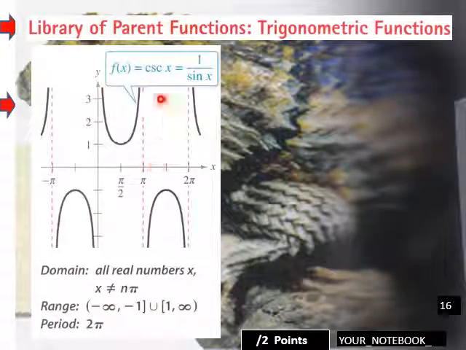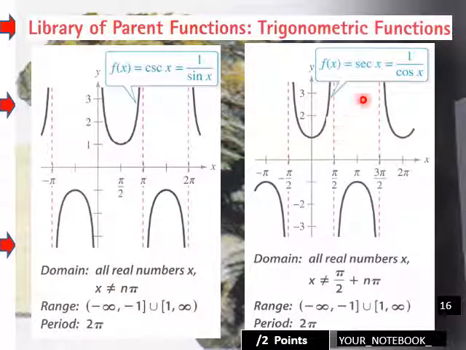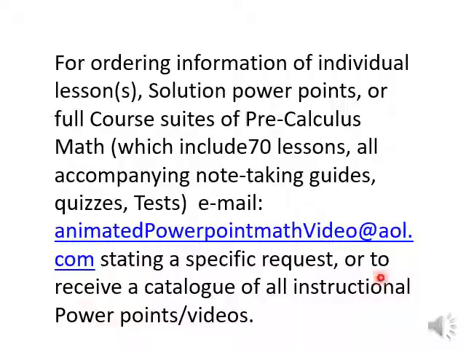Then continue on here, cosecant x. This is our cosecant function. And then this is our secant function here. And that is your 4.6 part 2.